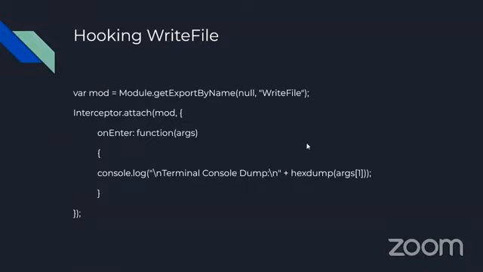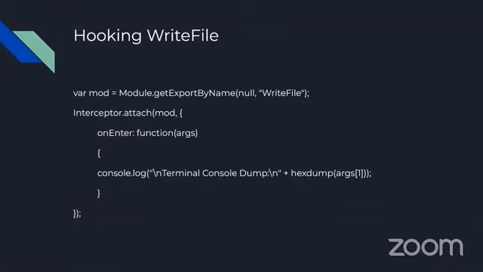And hexdump basically dumps the whole hex data of whatever we are passing to it. So we're just dumping the whole hex of this specific WriteFile when it is entered. And we're going to print argument one, which is the content, or the commands which are executed by the application. So this was one basic example of how we can hook into Frida and print or dump the data.